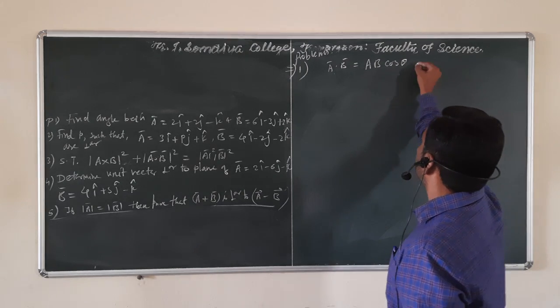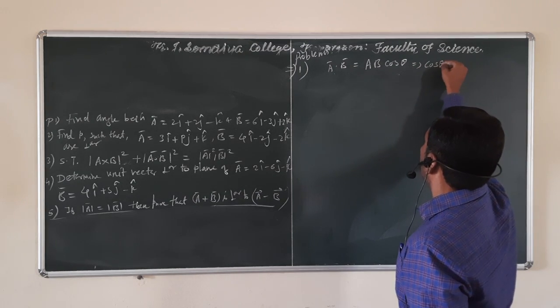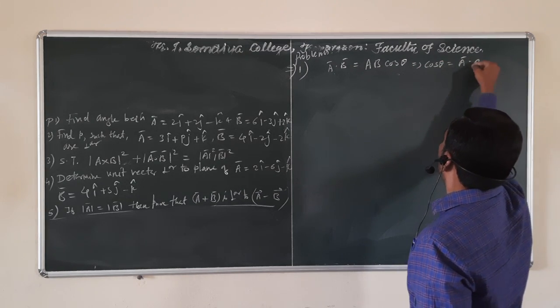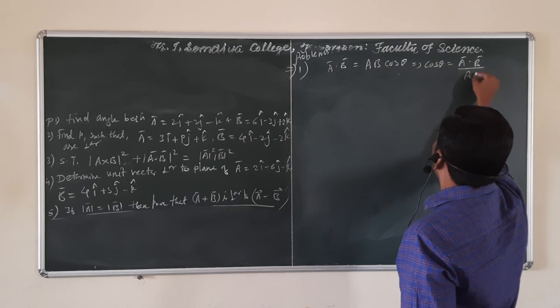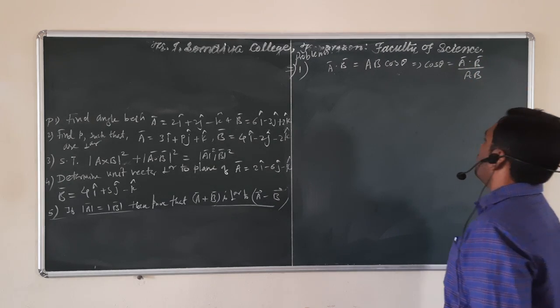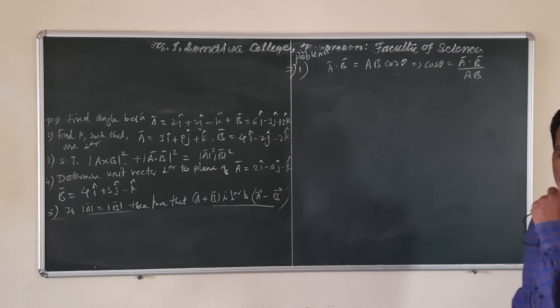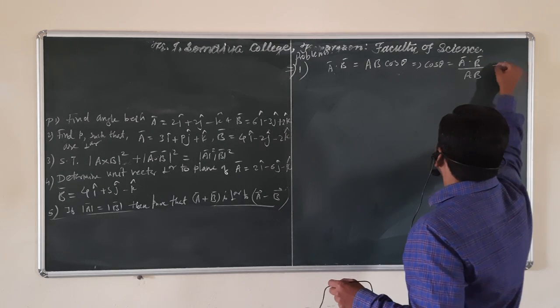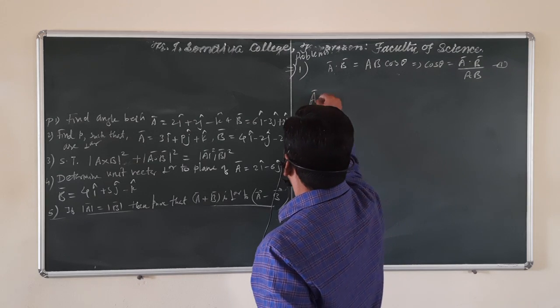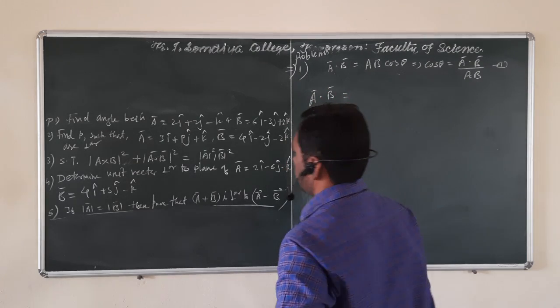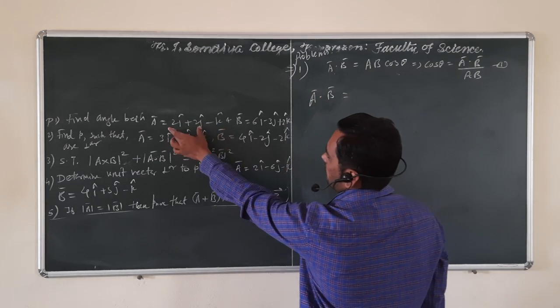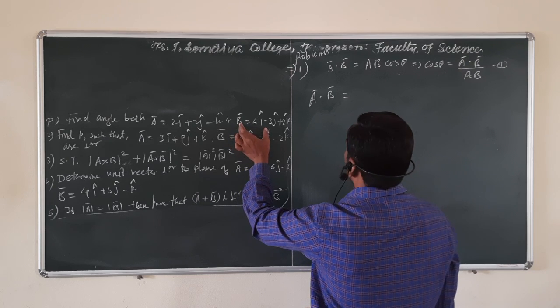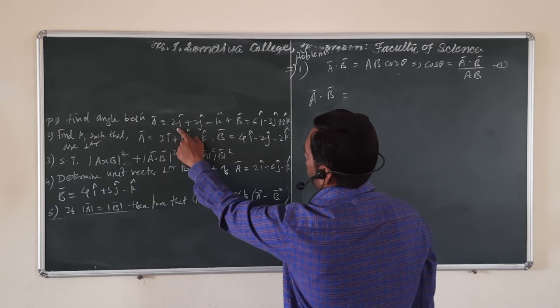So from this equation we can write cos theta is vector A dotted with vector B divided by magnitude of vector A into B. Okay. So first of all, call this equation 1. Now vector A dotted with vector B. So we have given components of vector A and vector B. So first of all, dot product of these two vectors.